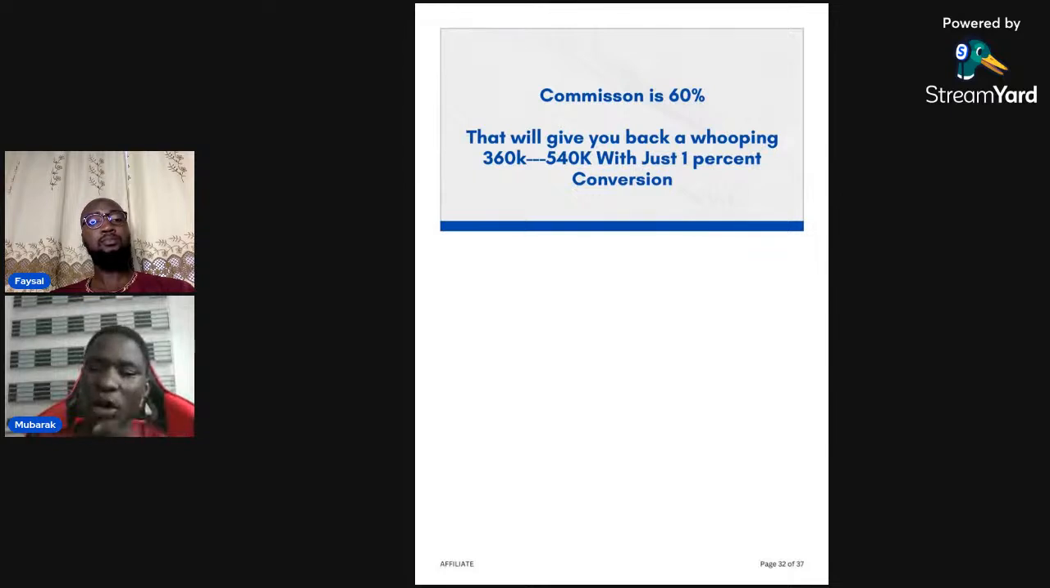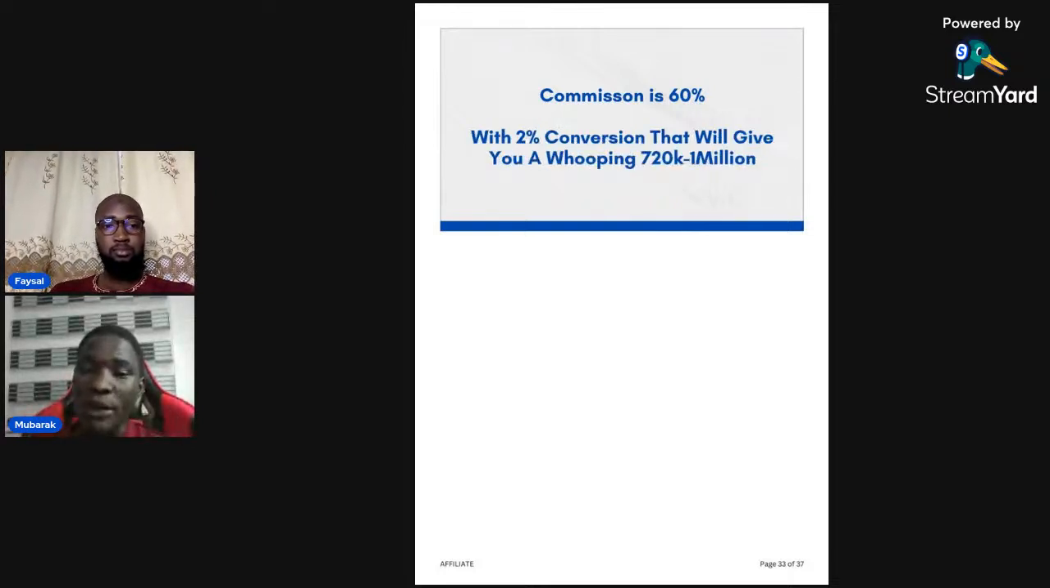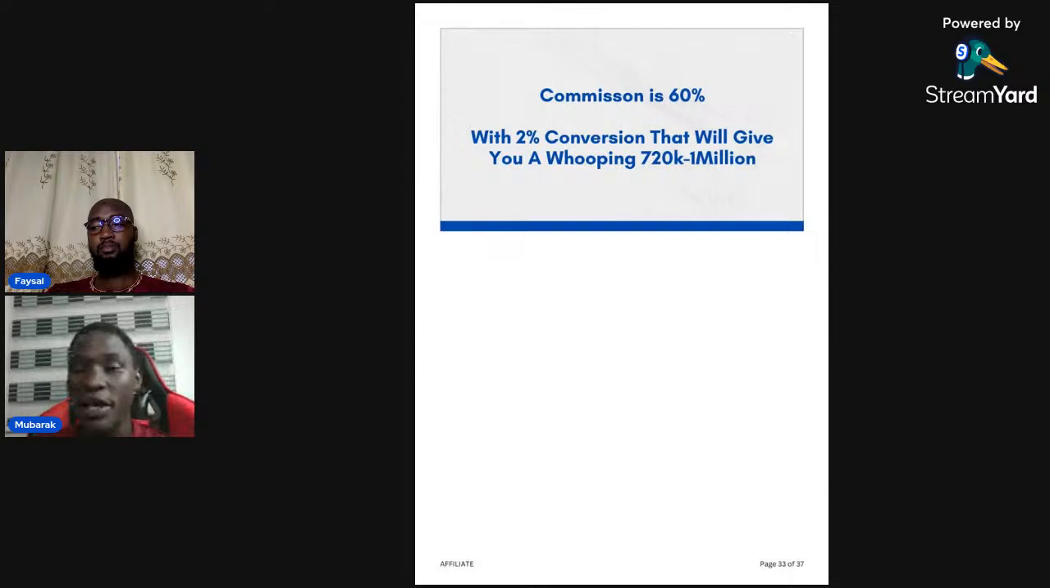So the main issue that a lot of people normally face is that they feel too lazy. They don't do the needed. They expect things to just happen like magic, which is not possible. Do you understand this point? So that's the thing. But if you're getting a 2% conversion, you will get a whopping 720,000 to 1,080,000 naira. That is 1,080,000 naira. Do you understand? That is with 2% conversion.